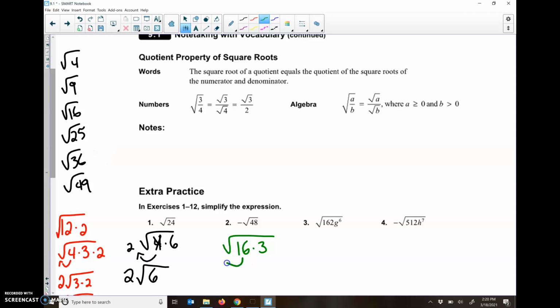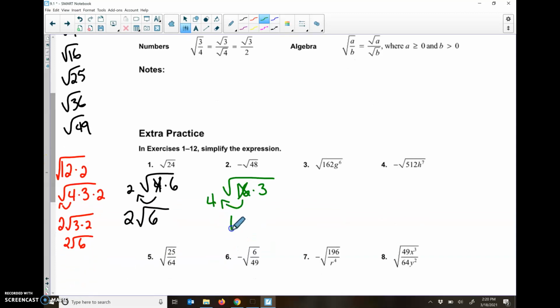I know the square root of 16 is 4. So that 4 is going to go on the outside. That 16 is gone from underneath the square root sign. So 4, and then square root of 3. So that's my final answer. So -4 root 3.